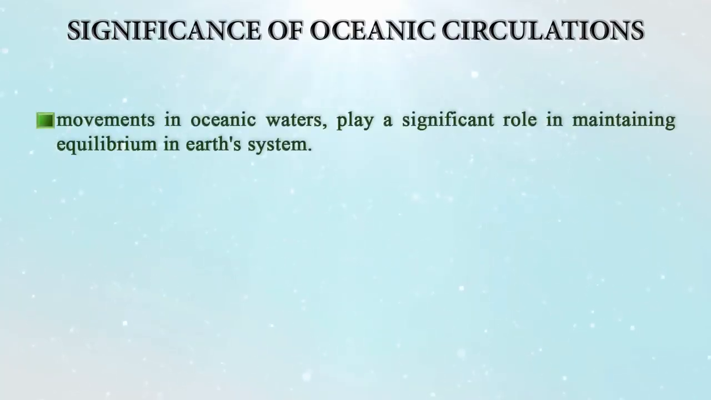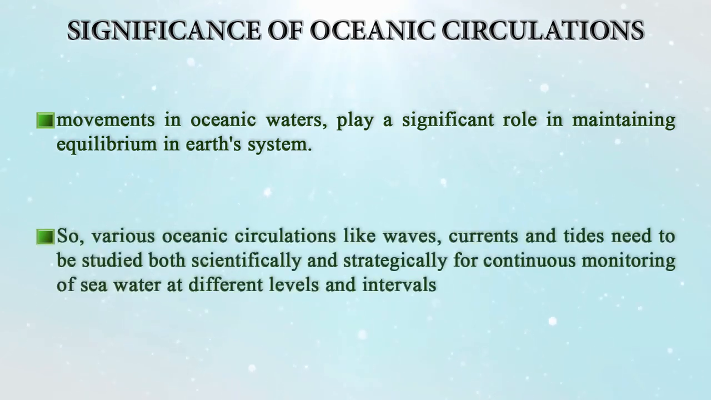Then we have studied the two important physical properties of oceans, temperature and salinity. So now you know the distribution of salinity and temperature in the oceans and the factors affecting it. And in this video program we are going to study oceanic circulations. Oceanic circulations play a significant role in maintaining the equilibrium in Earth's system. So various oceanic circulations like waves, currents and tides need to be studied both significantly and strategically for continuous monitoring of sea water at different levels and intervals.